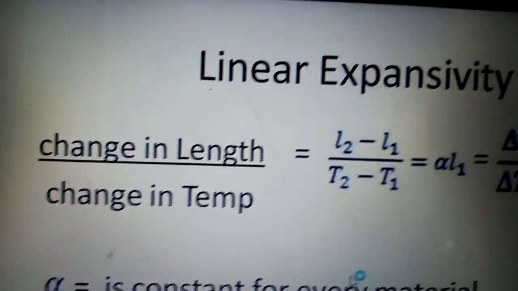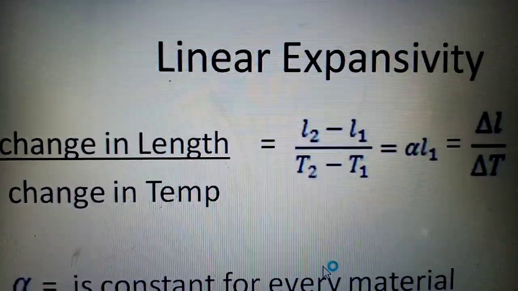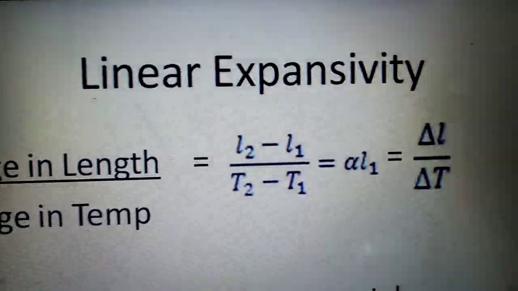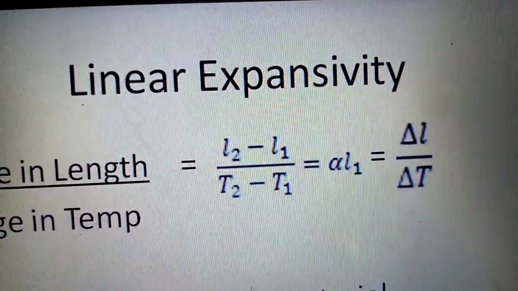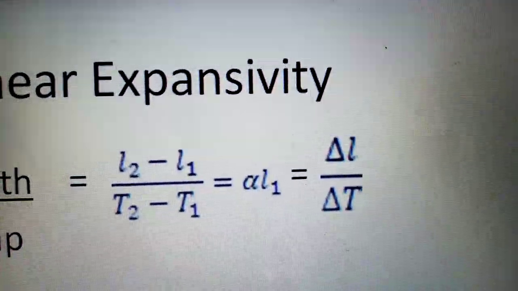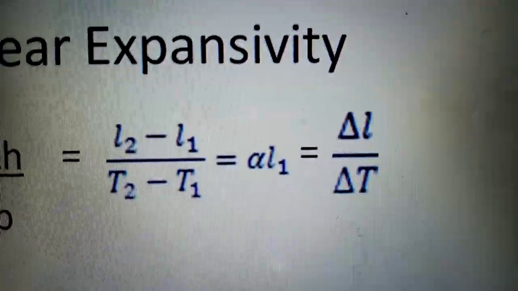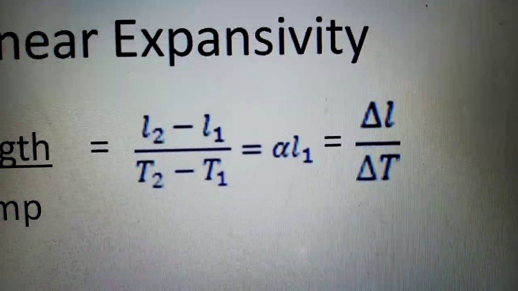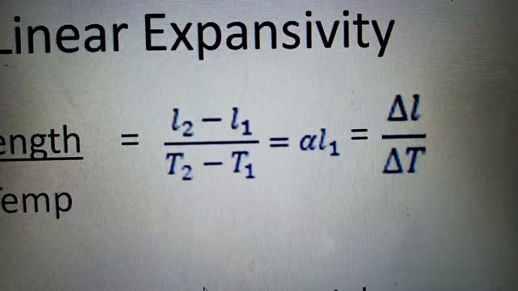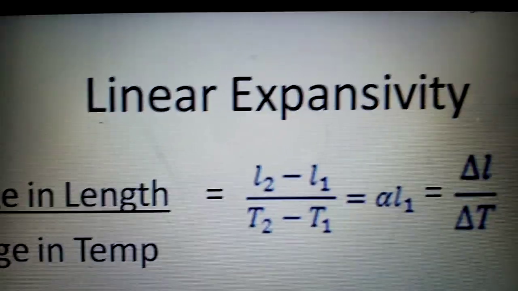So another linear factor is the linear expansivity. The change in length divided by change in temperature, that is L2 minus L1 divided by T2 minus T1, the change in temperature. We also write the change as delta L divided by delta T. The delta is written as a triangular symbol, a symbol of a triangle. So the change in length divided by change in temperature is a constant factor multiplied by the original length. That constant factor alpha is called the linear expansivity of the material.